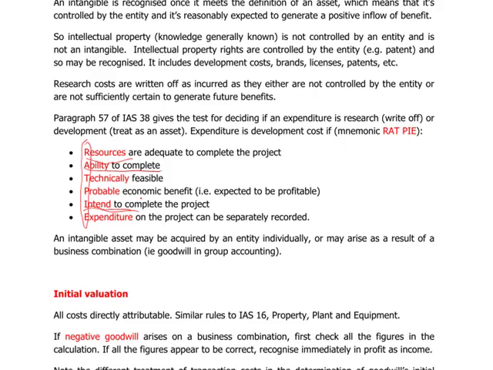Don't you tell in the exam red pie? This is just to help you remember resources, ability to complete, technical feasibility, probable economic benefits, and I from intent to complete, and finally E from expenditure on the project can be separately recorded, which usually is not a challenge, and you'd have to keep track of all the development costs incurred during the life of the development process.